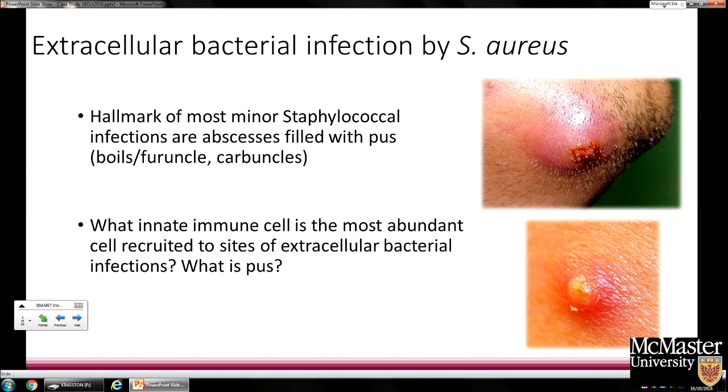But this brings to question, what innate immune cell is the most abundant circulating cell that is rapidly recruited to sites of extracellular bacterial infections? And what is the relation of this cell to the pus seen in these abscesses?